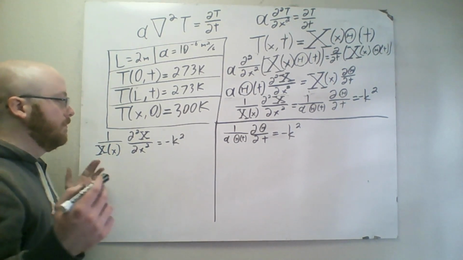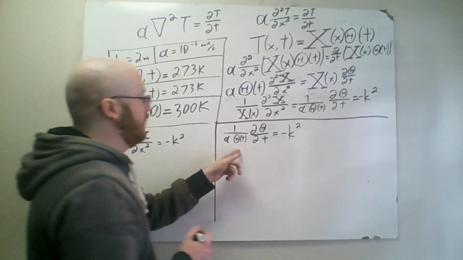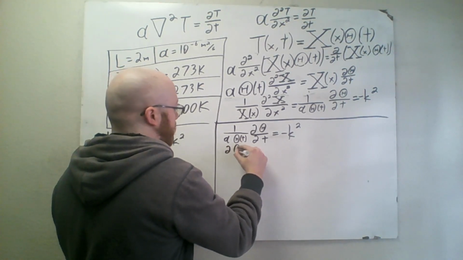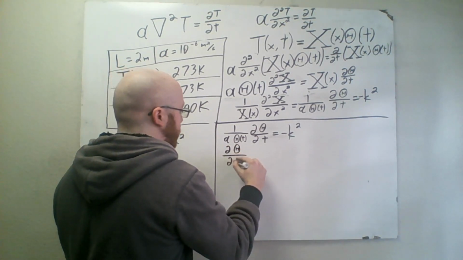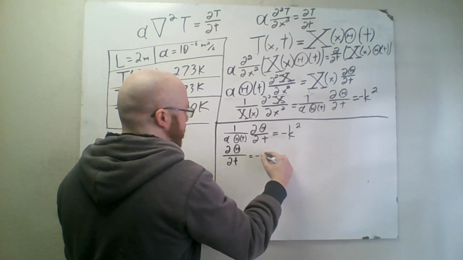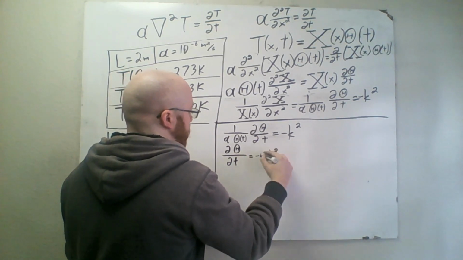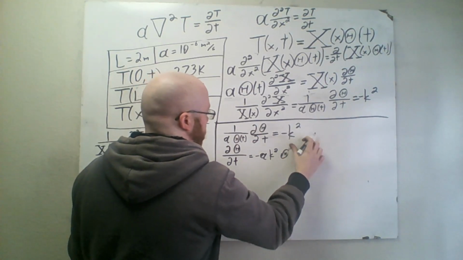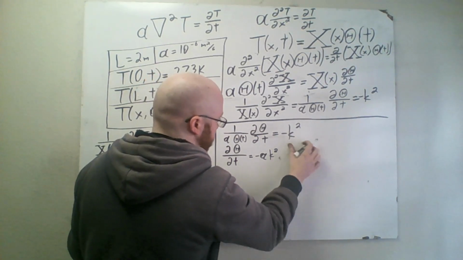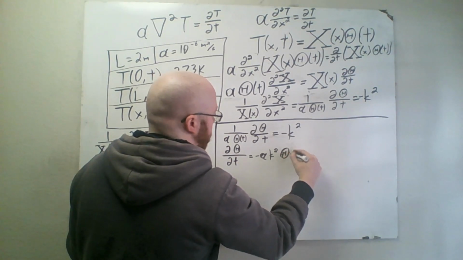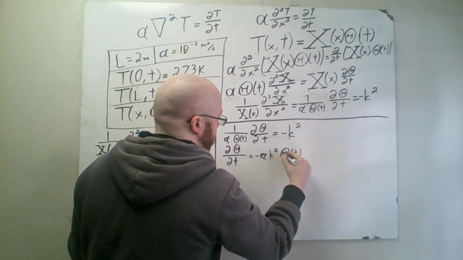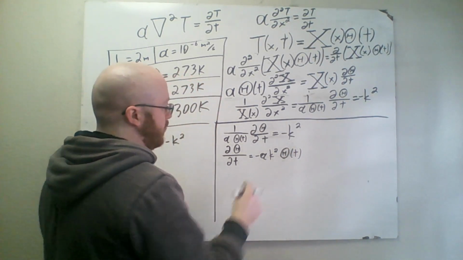So anyway, moving on. This one isn't too hard. If we multiply both sides by this, we end up with theta prime of t equals negative alpha k squared theta of t. I'm going to rewrite that one because I think it's good. Okay, so we got this.